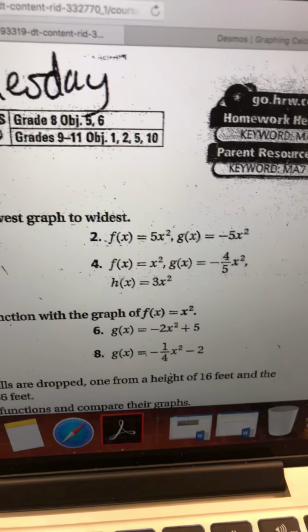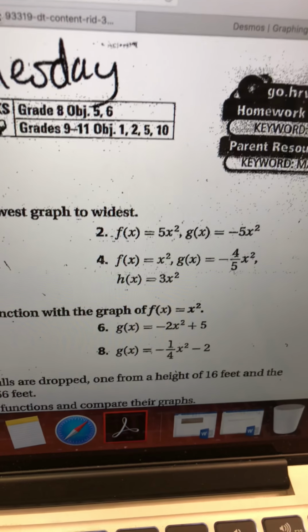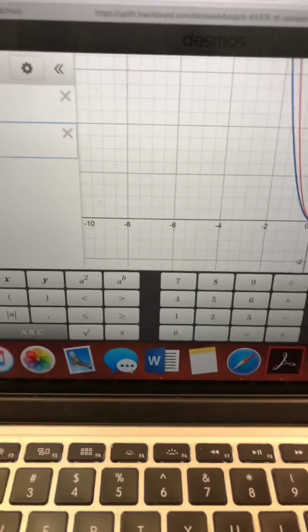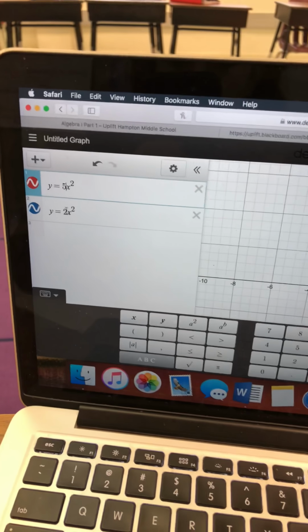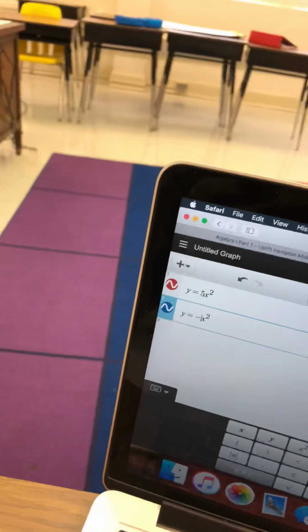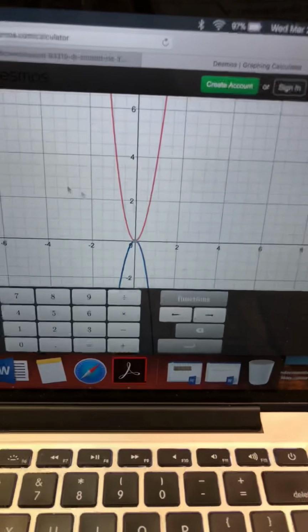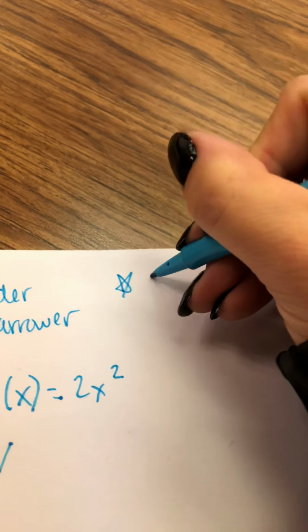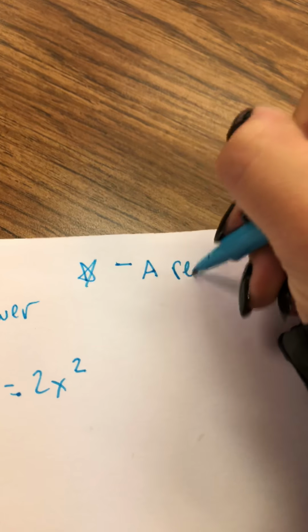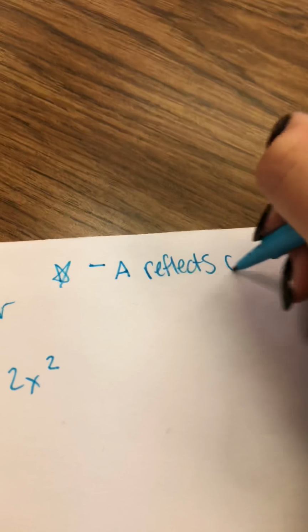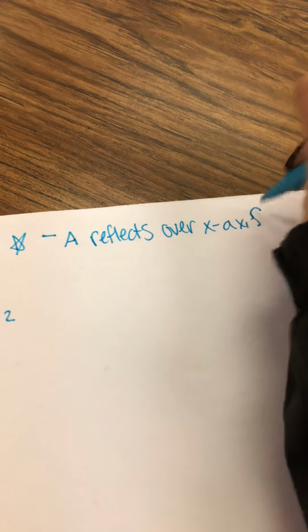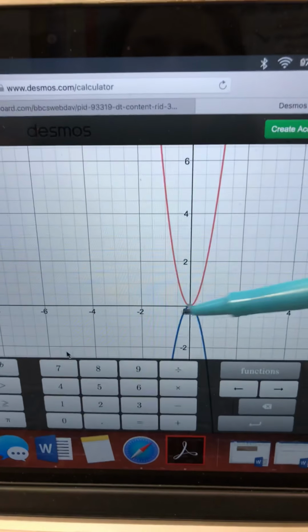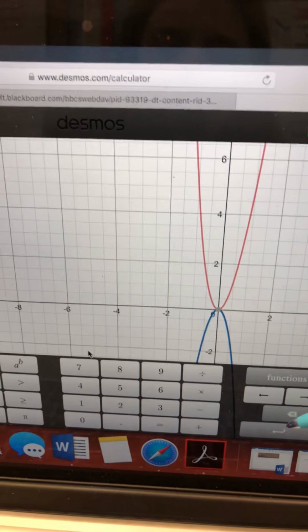Oh, oops. Number 2 is 5x squared and negative 5x squared. So here I'm just going to change my 3 to a 5. You can do the same thing in your calculator. Here, negative 5. As we can see, the negative a value makes it reflect over the x-axis. Negative a reflects over x-axis. So the first one, the positive 5, is the one that's going up. The negative 5 is the one that's going down.